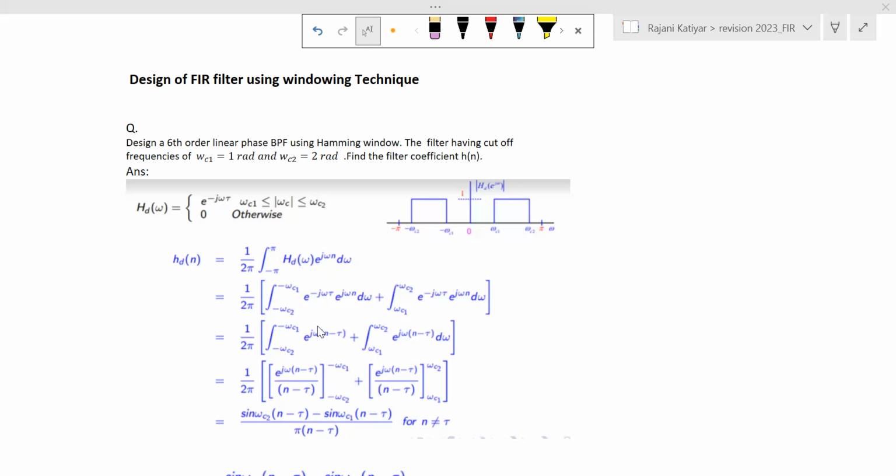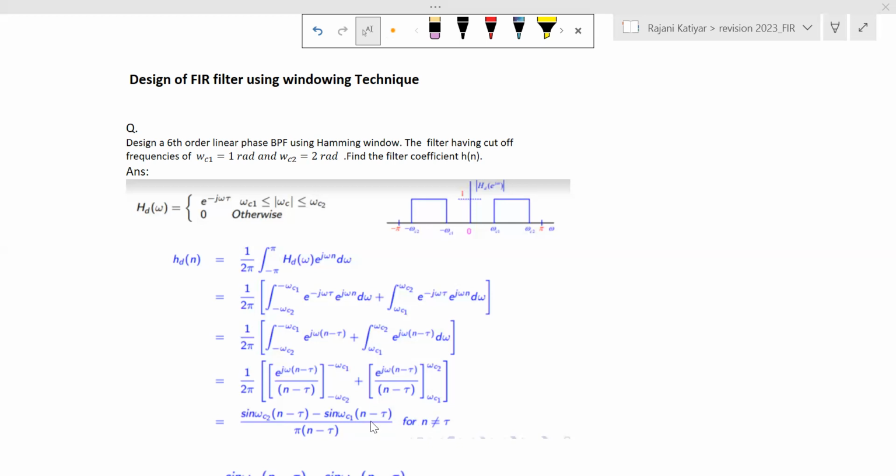Using the inverse Fourier transform formula, we reach the simplified equation in the form of sine of omega C2 into (n minus tau) minus sine of omega C1 into (n minus tau), divided by pi into (n minus tau), where omega C2 here is 2 radian, omega C1 is 1 radian, and the value of tau in this question is 3, as tau is equal to (7 minus 1) by 2, and small n is a variable varying between 0 and 6.